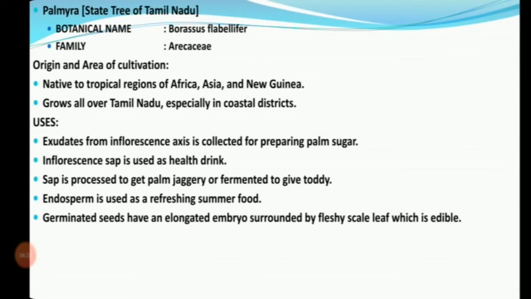It is mainly the inflorescence axis exudates, used for preparing palm sugar. Inflorescence sap is used as a health drink. Sap is processed to get palm jaggery or fermented to give toddy. In Tamil they say kallu; toddy means kallu. Endosperm is used as a refreshing summer food. Germinated seeds have an elongated embryo surrounded by a fleshy scale leaf which is edible.